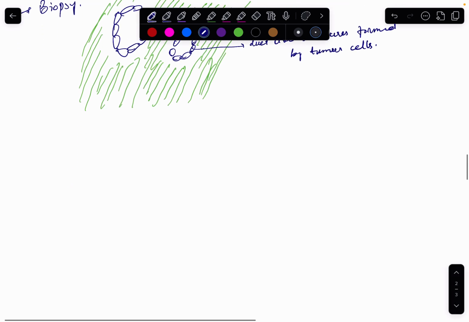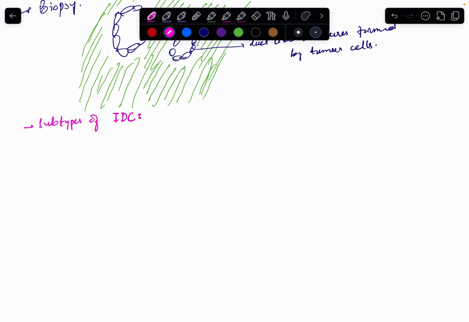There are various types of invasive ductal carcinoma. Subtypes of invasive ductal carcinoma. First subtype is tubular carcinoma.